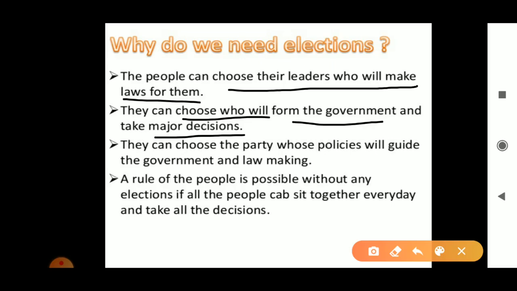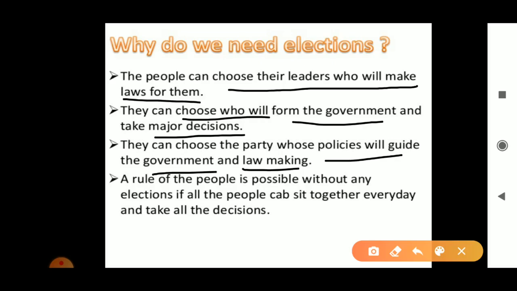And third thing, if you see, is that they have the choice to take part and make policies. Those policies will guide the government and make the laws. So they can give guidelines for the government and make laws for the future, or for the implementation of certain laws. That is possible in this form of government only. In other forms of government you cannot find these things happening.